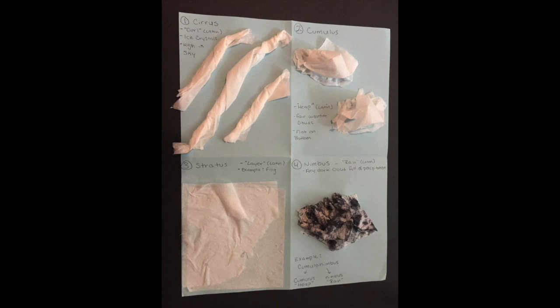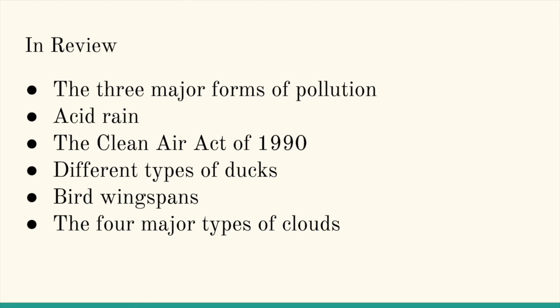Well, thank you for joining me in the craft video today. I hope you enjoyed. So now that we're wrapping up, we talked about multiple things: the different types of pollution, acid rain, the Clean Air Act, and President George H.W. Bush's positive impact on the environment, the different types of ducks in the United States, bird wingspans and human armspans, and the 4 major types of clouds.